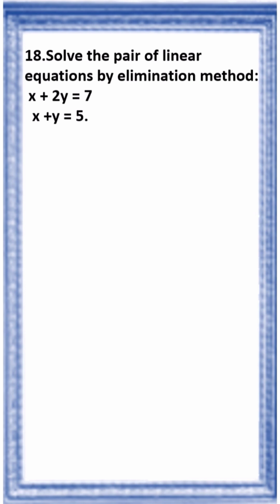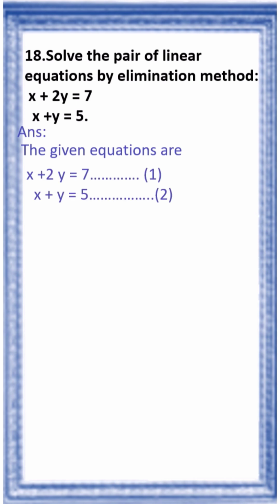Now the 18th question. Solve the pair of linear equations by elimination method. X plus 2y is equal to 7, x plus y is equal to 5. Now we have two equations. They are x plus 2y is equal to 7, this is equation number 1. X plus y is equal to 5, this is equation number 2. Now let us solve it by elimination method.